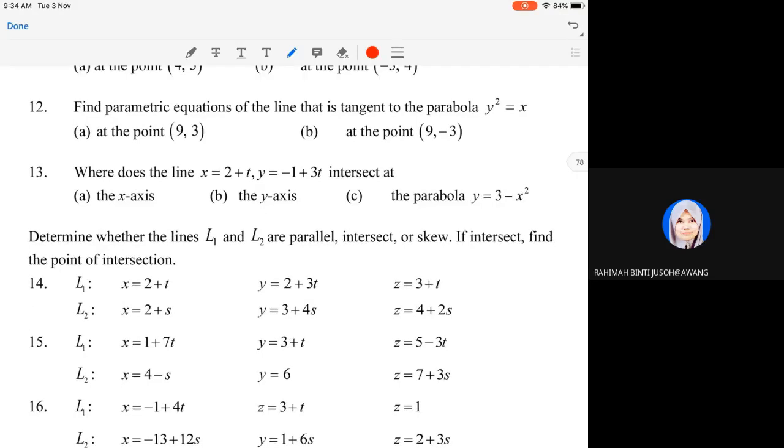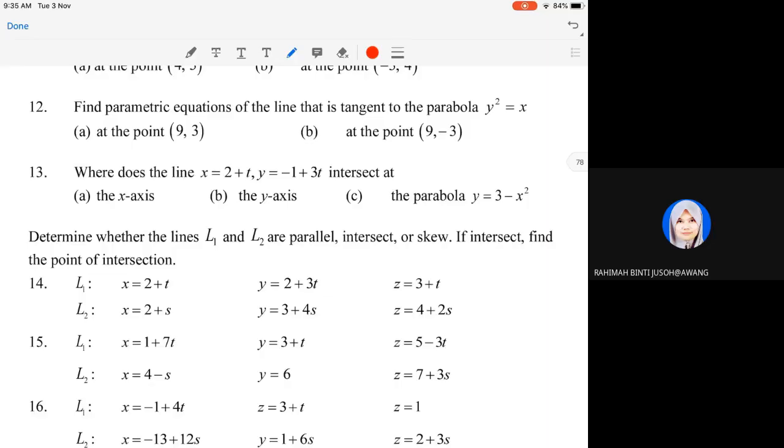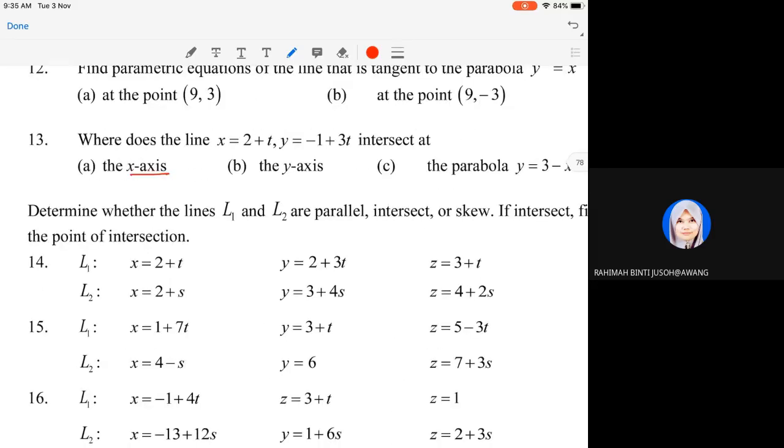Okay, look at question number 13. Where does the line intersect at the x-axis? What does it mean by x-axis? How do we find the value of T? It asks us to find the intersection on the x-axis. What happens when the line intersects the x-axis? Y equals to 0. Okay, well done. Yes, very good. Y equals to 0. So when Y equals to 0, you can just substitute here, and then you can get T equals to 1 over 3.